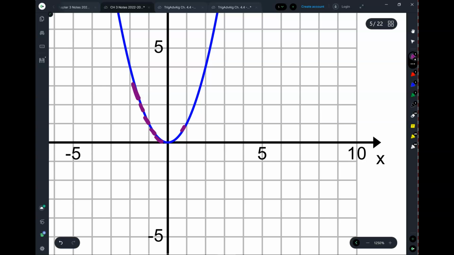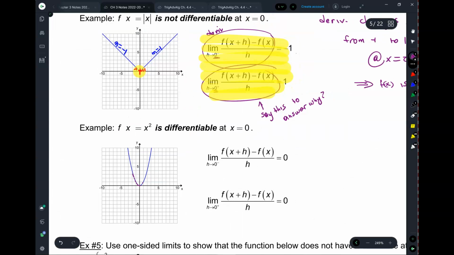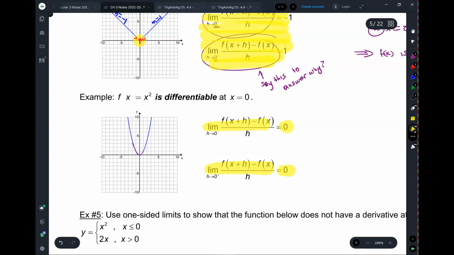So if I go to x equals 0, and if I were to find the derivative using that formula, the limit, and so on, I would see that, if I do the math, like we've been doing all day today, the limit from the minus side is 0, and then from the plus side is also 0. So because the derivative is the same from the left and the right, this is differentiable at x equals 0.